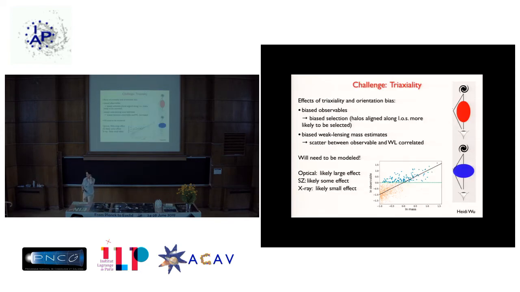Something that we've kind of ignored is exactly what I said before. Clusters are triaxial. That means that the clusters that scatter up are the ones that are overrepresented by clusters that are aligned along the line of sight. So this affects our selection, but it also affects our weak lensing masses. So this is something that needs to be modeled. We think it's a large effect in optical. It probably is an effect in SZ. In X-ray, as I argued, because the scatter is driven by cool cores, it's likely only a small effect.